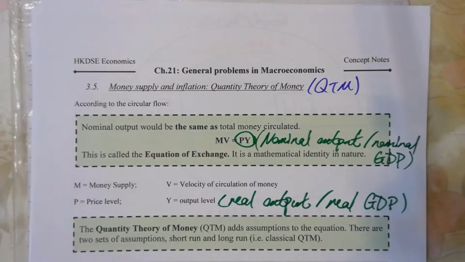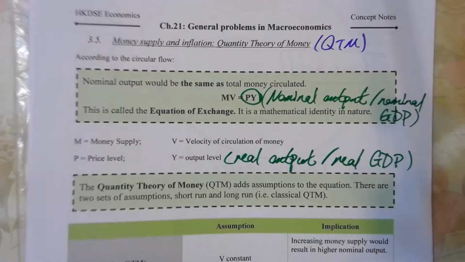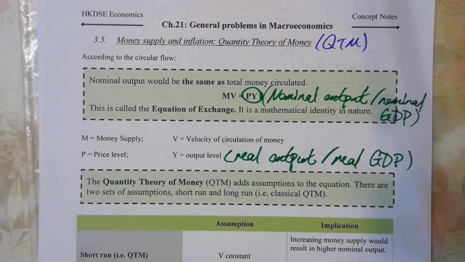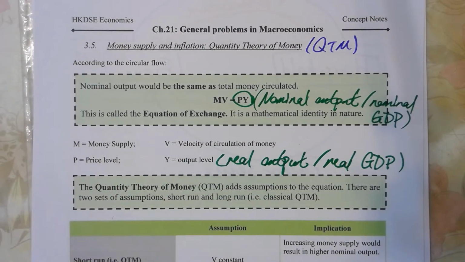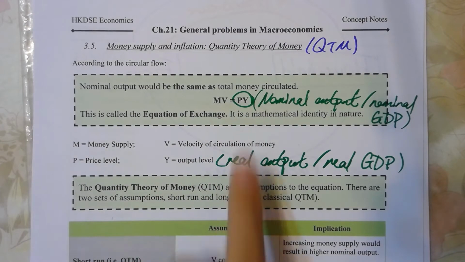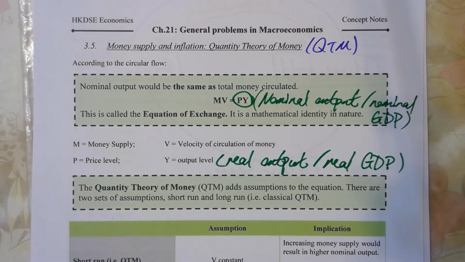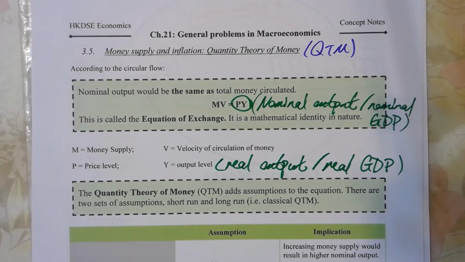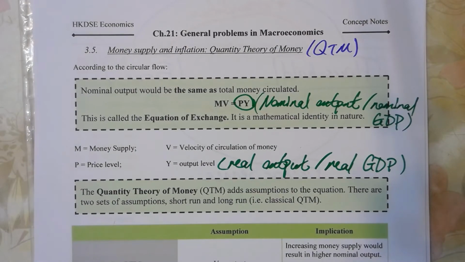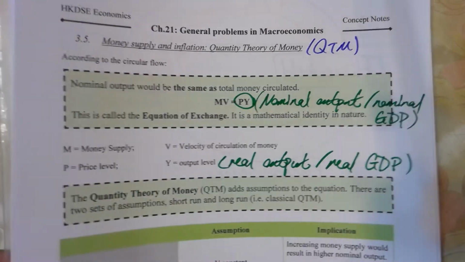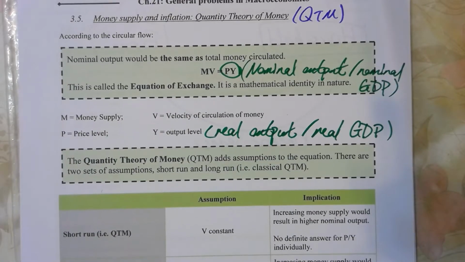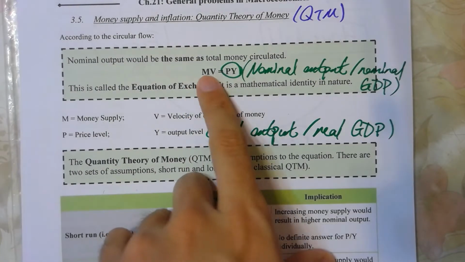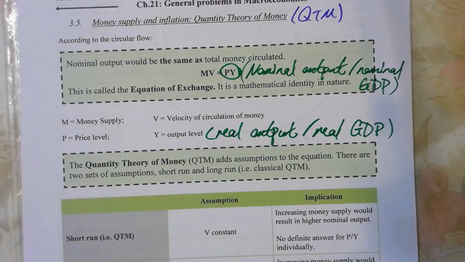Now, here, look at this. MV equals to PY. There are 4 variables in this formula. So, let me ask you a question. What happens when money supply increases? You actually do not know because I haven't told you anything about V, about P and Y. So, if we freely let this formula float, using the words that we used last video, then it is not useful. Now, instead, we are going to add some assumptions to the equation so that we can use this formula to do some prediction or explanation.